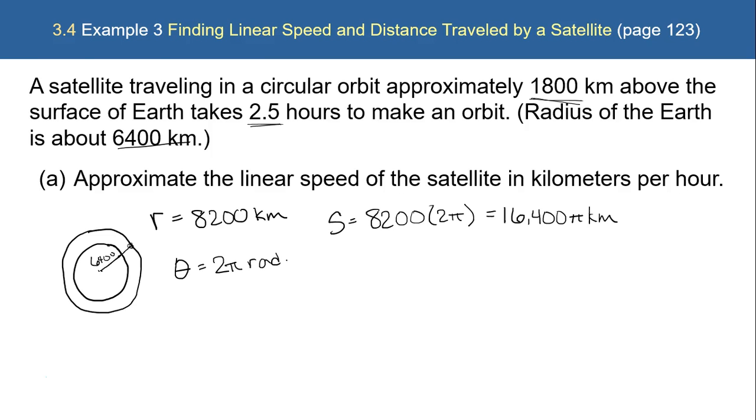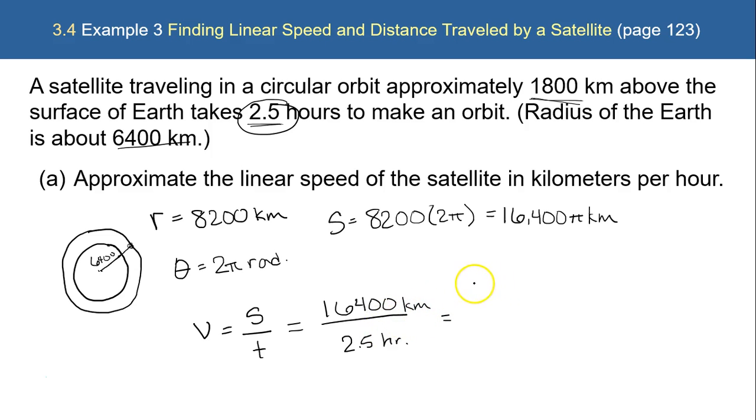Now, since it takes 2.5 hours to complete an orbit, this is your linear speed. Let's look at V equals S, since we solved for S, over T. We have time that is 2.5 hours. Okay, so plug in S, this number here, over T, 2.5. This is hours, and this is kilometers. And just reduce that. So 6,560 pi. And this is in kilometers per hour.